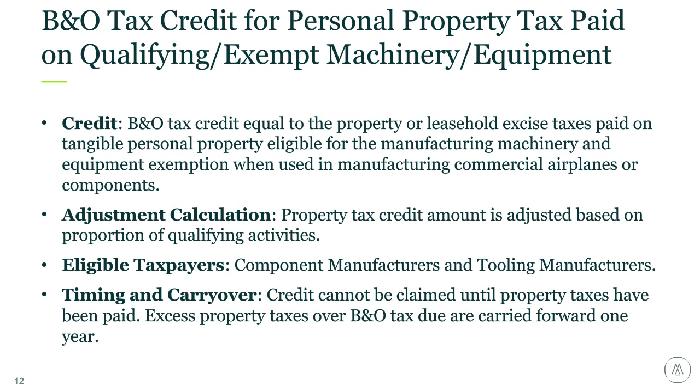All right. We have another polling question. All right. Our third polling question. Qualifying M&E must be dedicated exclusively to manufacturing commercial aerospace products in order to qualify for the B&O tax credit for property tax paid. Is this true or false?